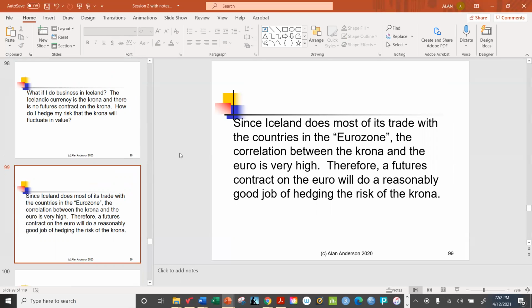I don't know if we have enough data here to figure this out properly, but it makes sense that when the Icelandic economy is closely connected to the European economy, it stands to reason that the correlation between the currencies is also very high. So if I can't find a contract on the Icelandic krona, what I might do instead is try a futures contract on the euro. It won't be perfect, but at least it will reduce a very large percentage of my risk.